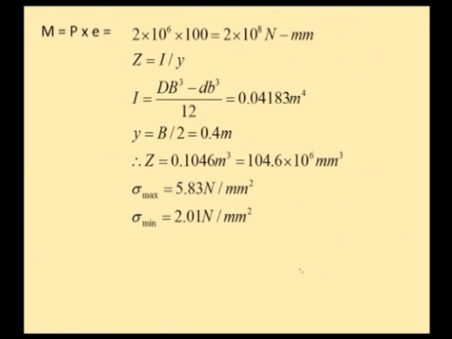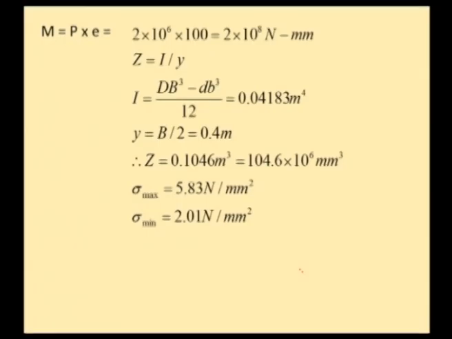Then we want the Z value. Z is nothing but the section modulus. When we have the moment of inertia and we know the extreme fiber distance, I by Y normally represents the section modulus of a rectangular section or any section. It will have units of millimeter cube or meter cube or centimeter cube, because the moment of inertia has units of millimeter power 4 and Y will be in millimeters. Therefore, Z will be in millimeter cube.